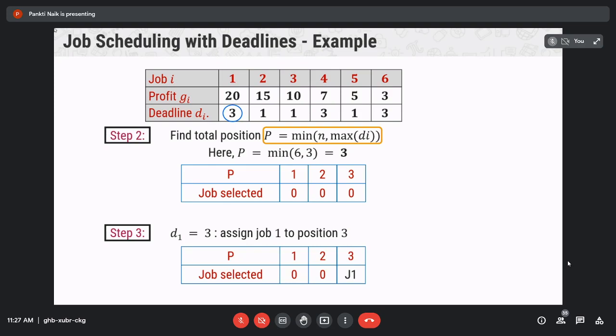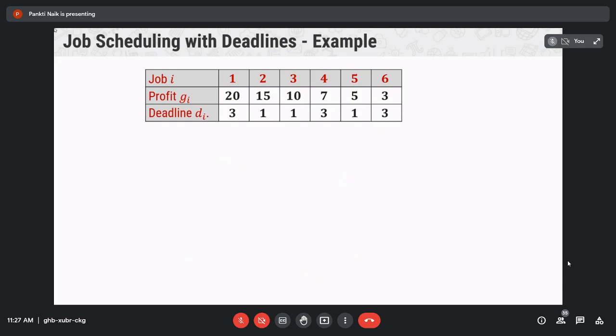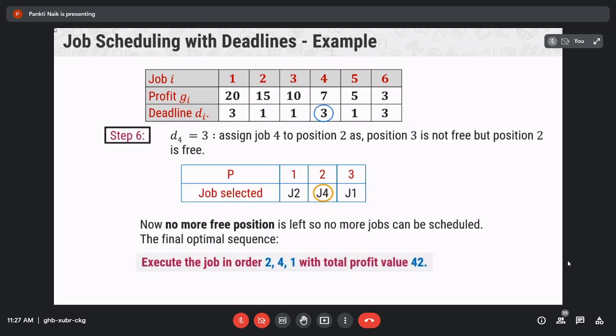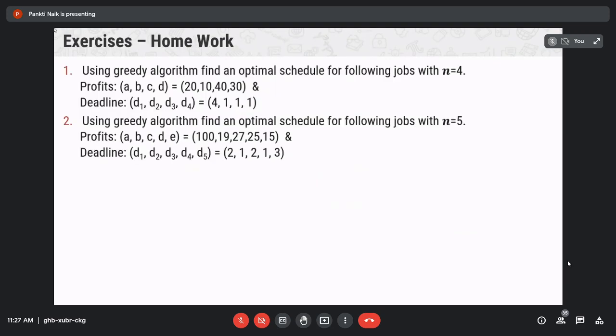And the sequence is 1 comma 3. Final sequence is 1 comma 3. And what will be the profit? 40 plus 20, that is 60. So this is the solution for this first example. All of you clear with the job scheduling algorithm? Yes, ma'am.